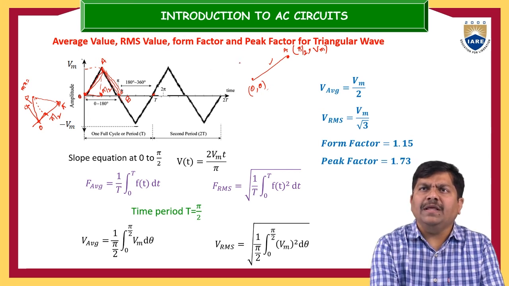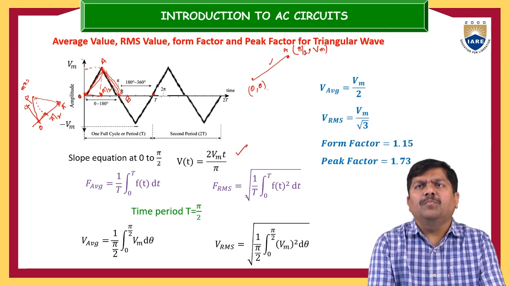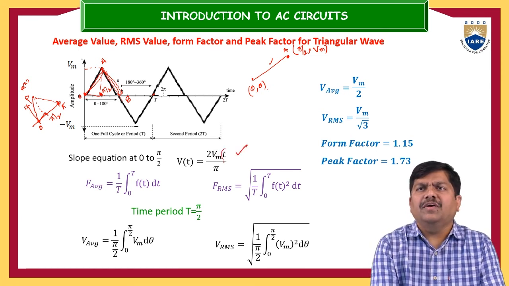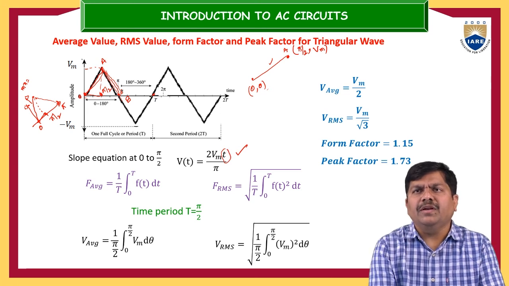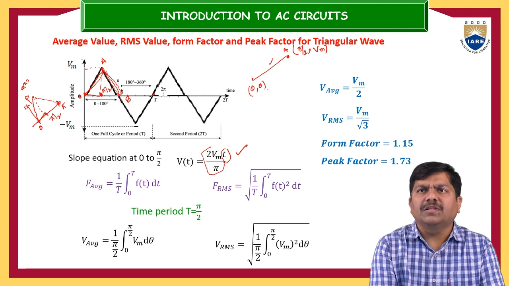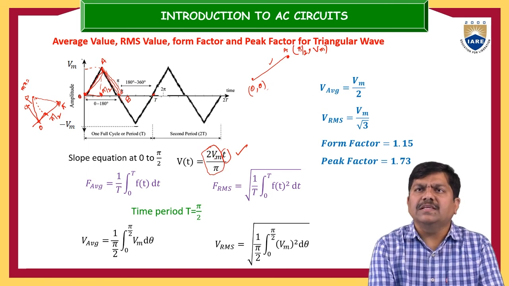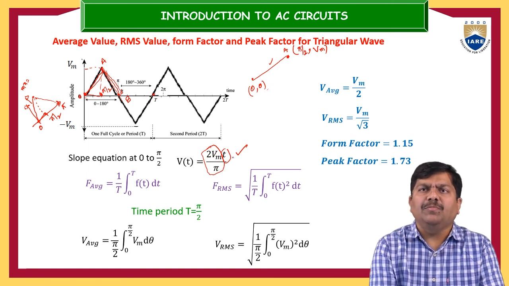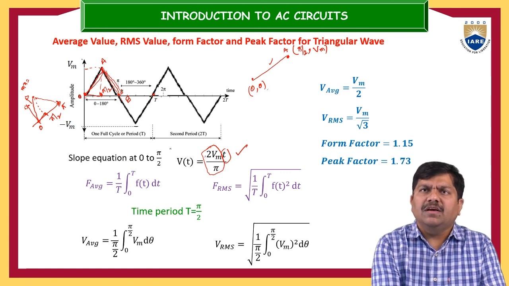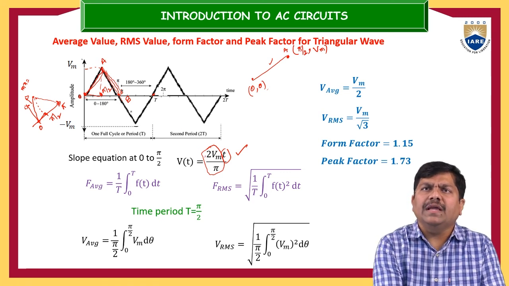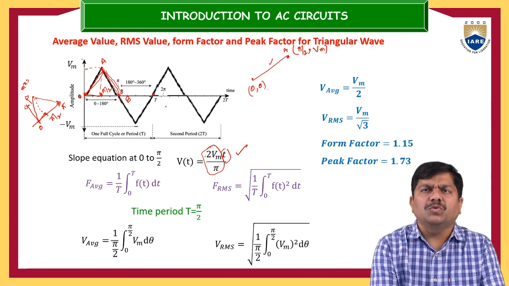If you combine these, V of t is equal to 2 V maximum by pi, and it is a function of time t. So this is very, very important: 2 V maximum by pi into t. This 2 V maximum by pi is the slope. V maximum by pi by 2 into time t. Now you can simplify this to 2 V maximum by pi into time t. And after this, what about the repetition? You can take t is equal to pi by 2 or t is equal to pi also, no problem.